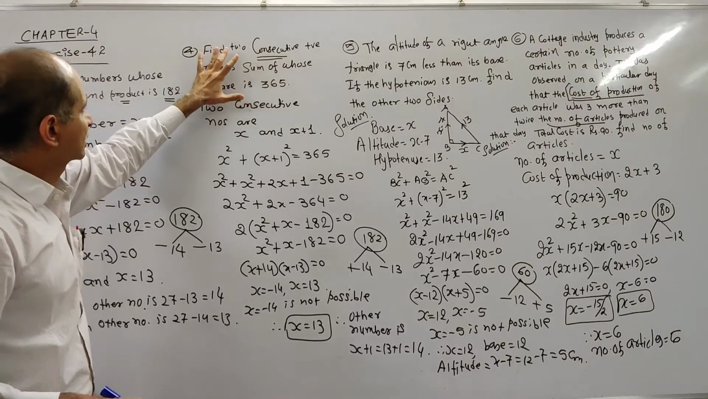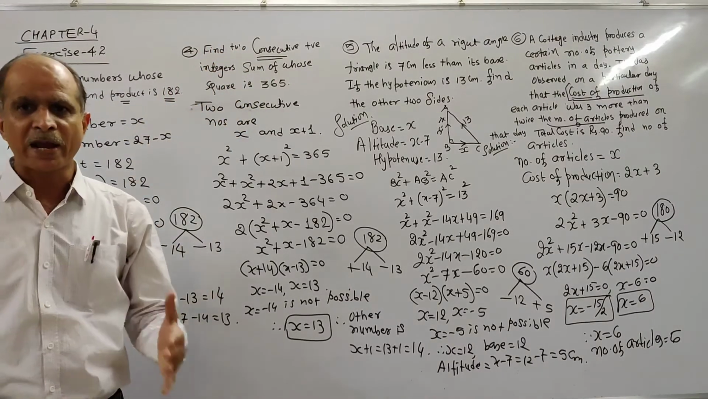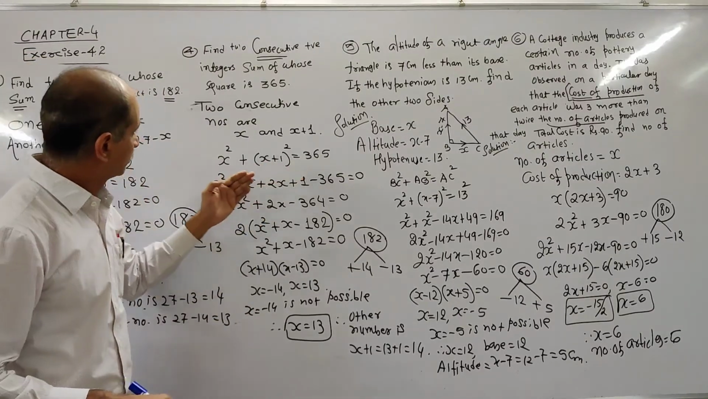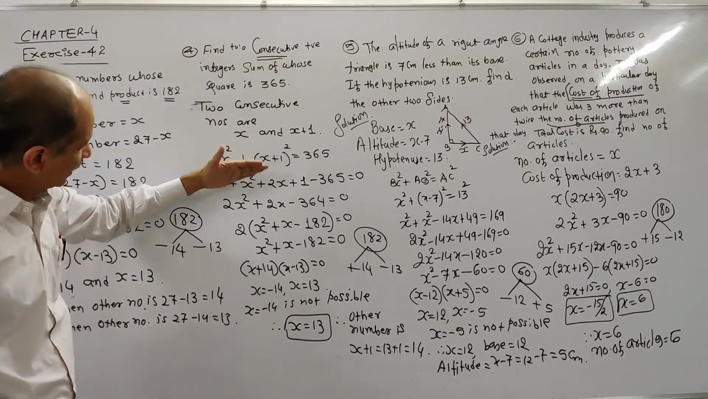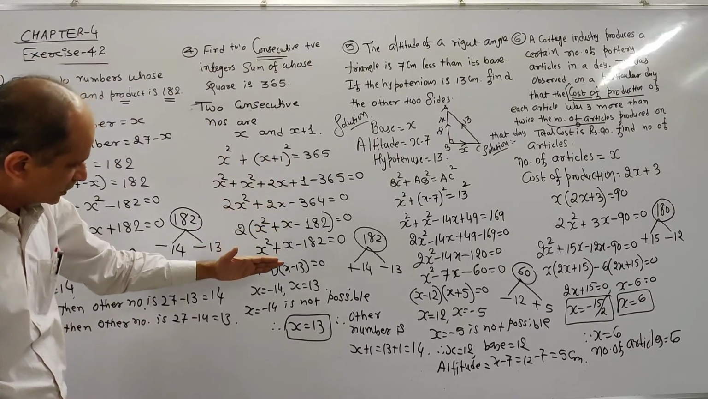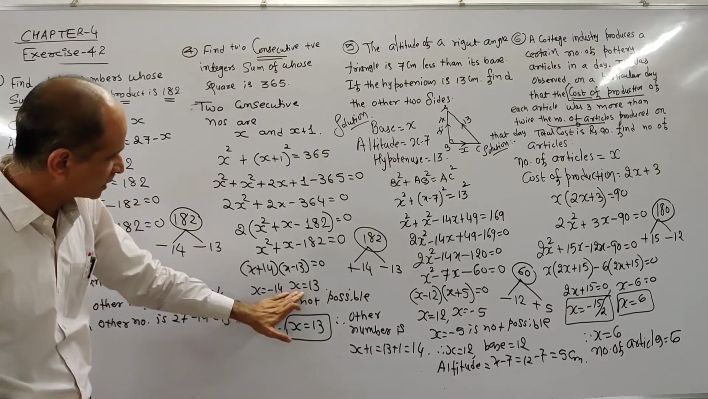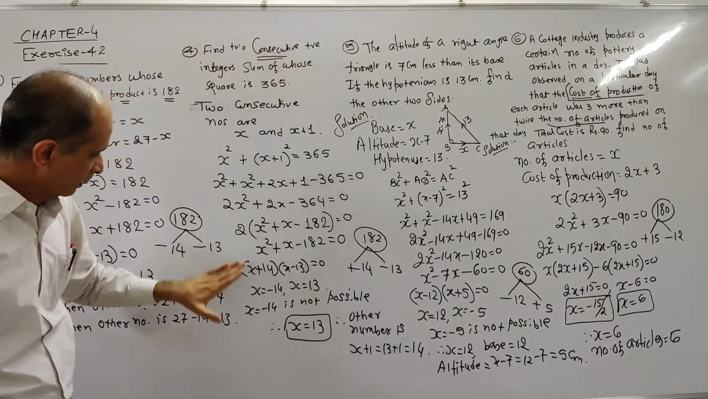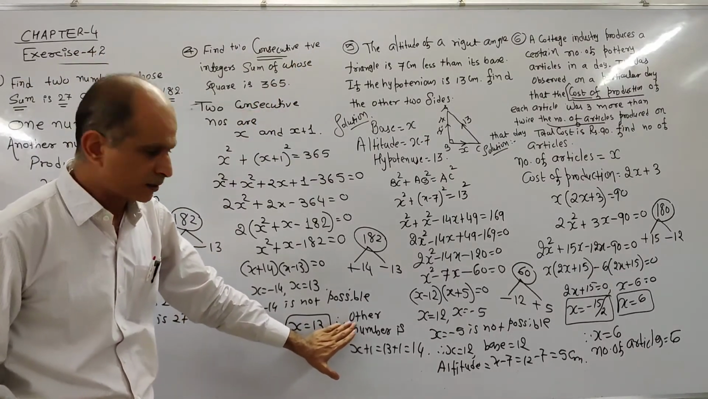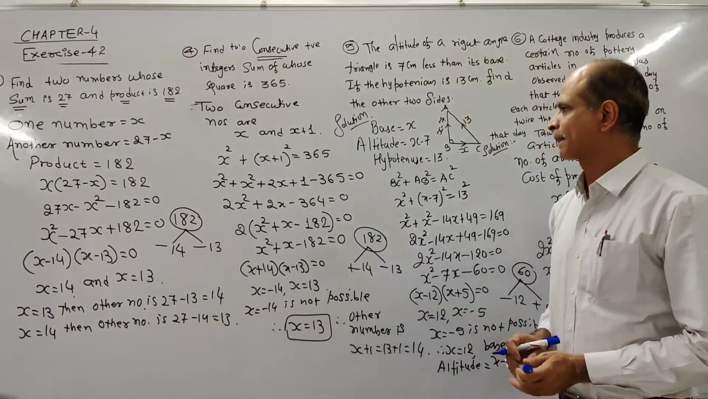In the next, 2 consecutive numbers are given. When 2 consecutive numbers are given to you, you have to assume x and x plus 1. Then the sum of their squares is 365. Solve this, prepare the equation. Here you get 2 values, x is equal to minus 14 and plus 13. Here the number is positive, so minus 14 is not possible. So x is equal to 13. One number is 13, so you can easily find the other number, that is 14, because x plus 1.